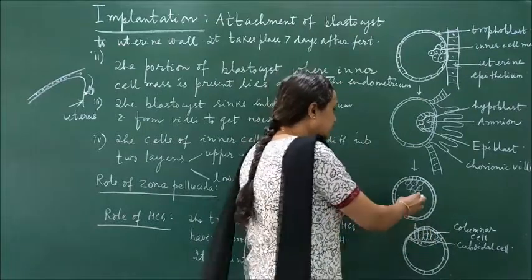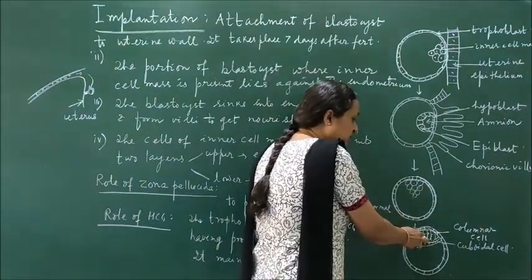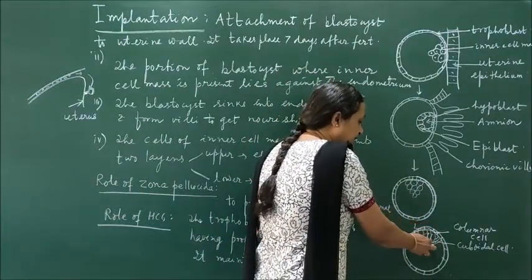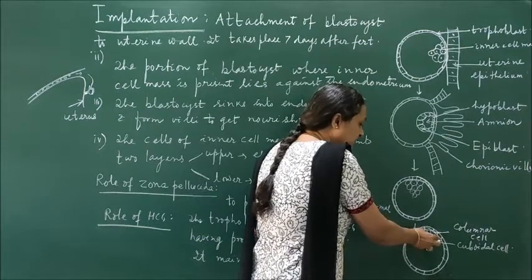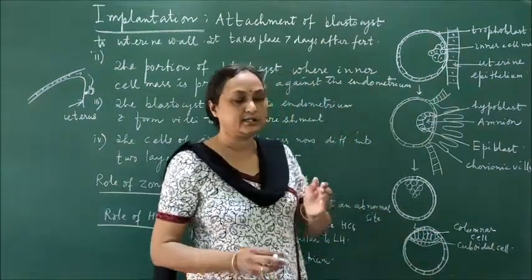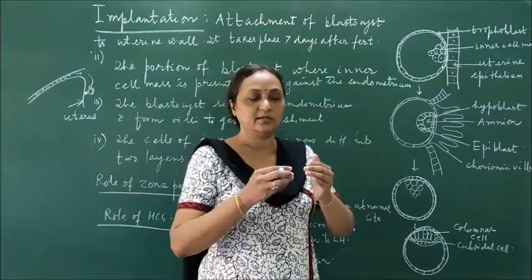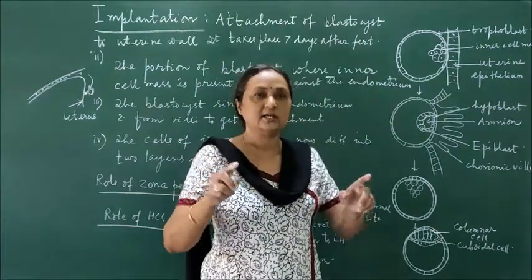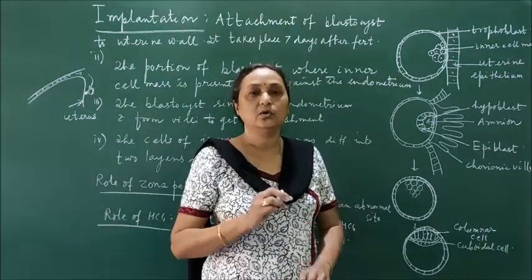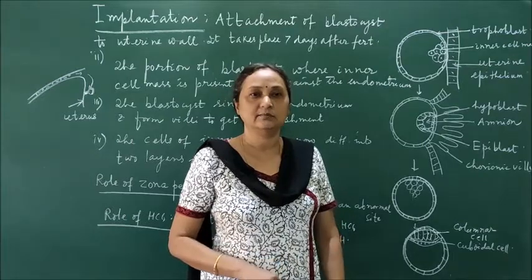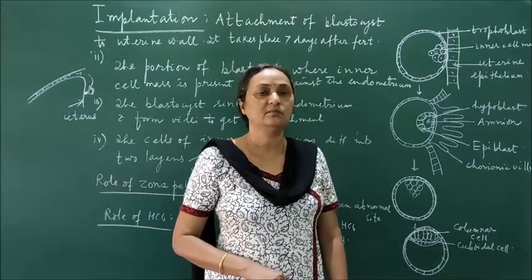So ultimately this mass, which is divided into two layers called the epiblast and the hypoblast, gives rise to the ectoderm, endoderm and mesoderm. These three germ layers differentiate, and all the body organs ultimately develop from these three germ layers.